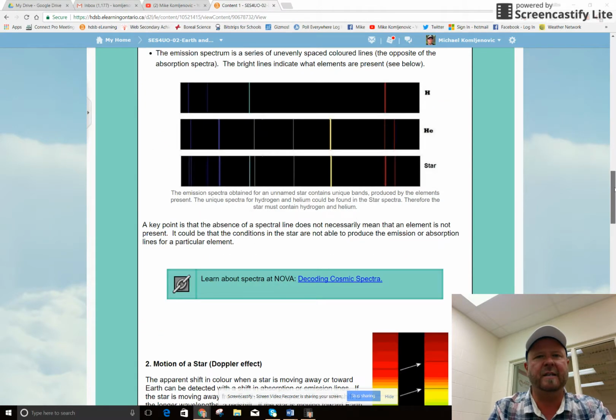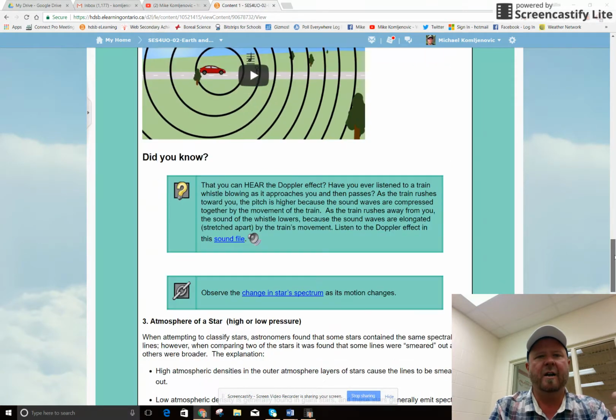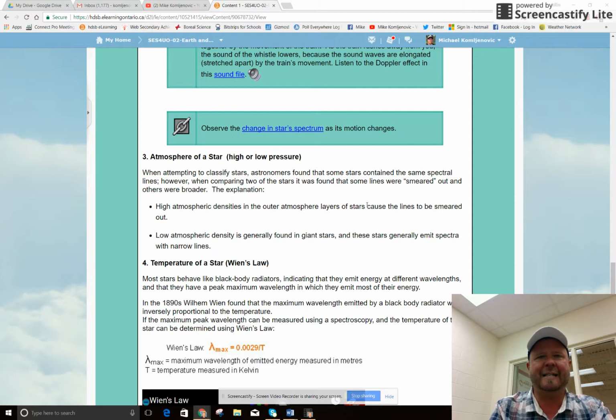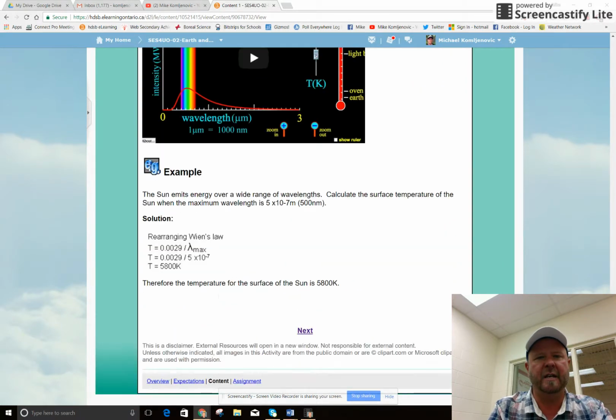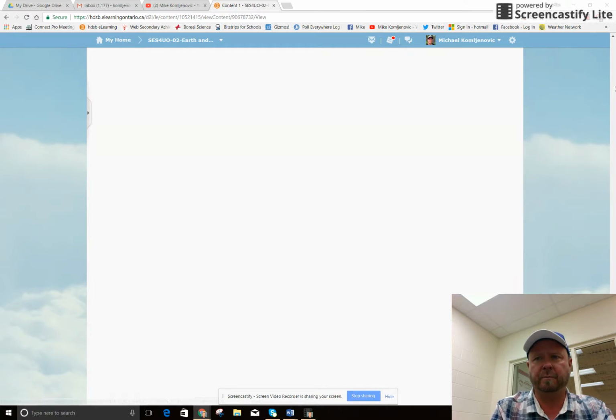So please read this, become familiar with how motion affects the light coming from a star, how the atmosphere of a star, if it's high pressure or low pressure, affects the lines in the spectrum, and some equations dealing with how we figure out the temperature. So review those things, move along, and copy those important things down into your notes.